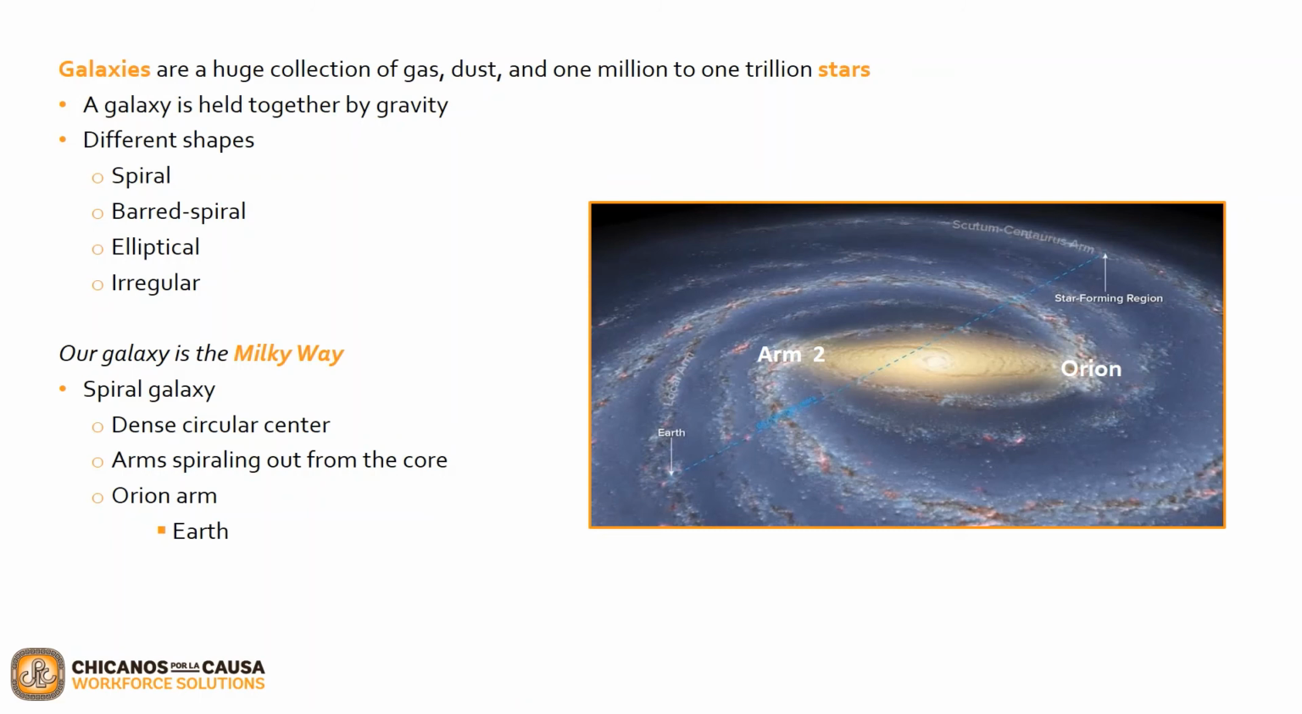Galaxies differ in shape and size. They can be spiral, barred spiral, elliptical, and irregular. The galaxy where Earth is located is the Milky Way, and it is a spiral shape. The Milky Way has a denser circle and arms that spiral out from the center, as you can see in the diagram. One of those arms is Orion's arm, and guess what? Earth is located on Orion's arm.